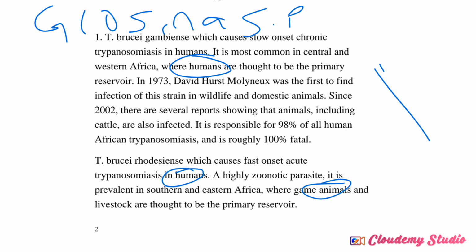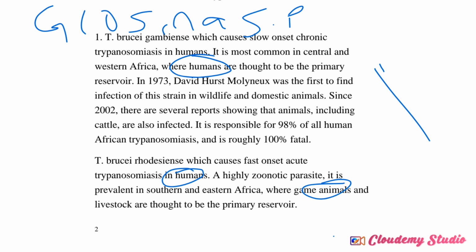You understand? It is found in both of them, and it can lead to acute disease in man and can also lead to death. And it is transmitted by Glossina species known as Glossina pallidipes and Glossina swynnertoni. You understand? And I think Glossina morsitans. These are three Glossina that can transmit Trypanosoma brucei rhodesiense.